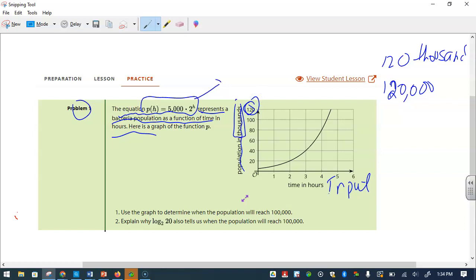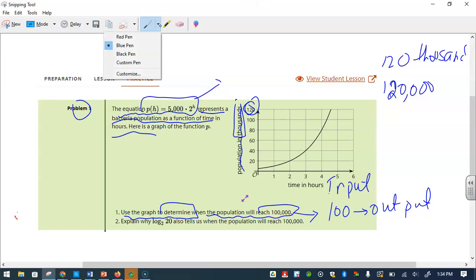Now, the question is to use the graph to determine when the population will reach 100,000. What does 100,000 mean? We have to look for the output as 100. This is the output, the population of bacteria, and you can clearly see I use a different color here. The number 100 is here, right? 100,000. So you go this way, that's the output. You go all the way until it touches the curve right here, and then you go down.